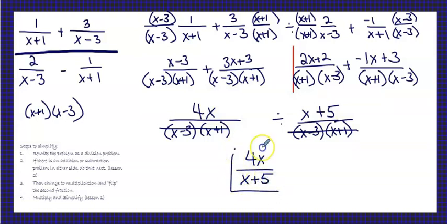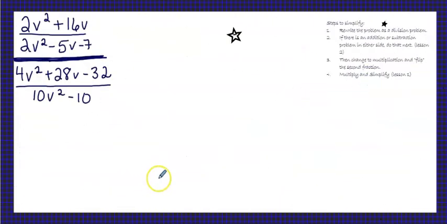That's the answer. It can't be simplified. Okay, so again, if you've got the same denominator on both sides for a division problem with rational expressions, mark out the denominators, do the division. This divided by this, write it as a fraction, and that's it. Okay, I have 2 more examples for you.